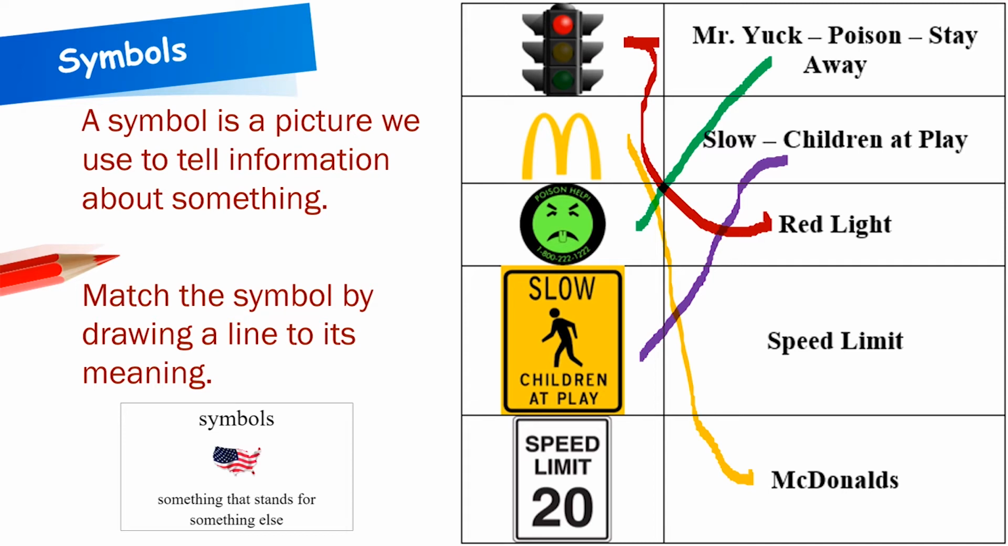This last symbol says speed limit and the number 20. I bet you've seen signs like this before. It's usually on streets. You may even have one out your window. Do you know what it tells us? You're right, it tells us how fast we can go in a car. Let's make sure we draw a line from the symbol to its meaning over here. We did a great job looking at symbols. Let's take a look at another symbol.